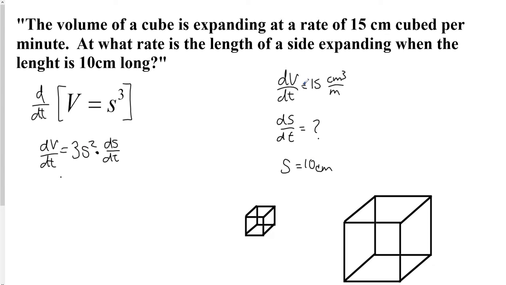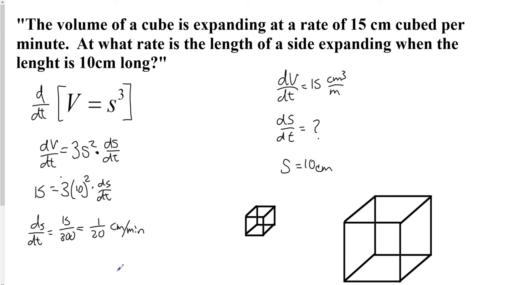Now when I look at this, I've got three variables, and I have one unknown. If I plug in 15 for dV over dt, 3, and S equals 10, I get dS over dt times 10 squared. I look at this and say, I only have one variable left, and it's the one I'm looking for. So dS over dt is equal to 15 over 300, and 15 over 30 is a half with a 0 left over, so 1/20, and this is going to be centimeters per minute.